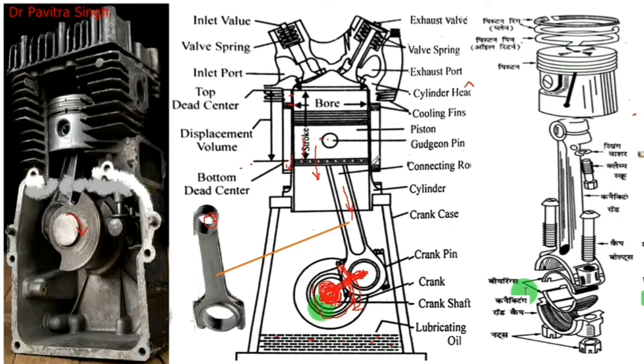And this is the connecting rod, this is the cylinder, crankcase, and this is the crank pin. This is the crank pin which is connecting the connecting rod and the crank. And this is the lubricating oil.